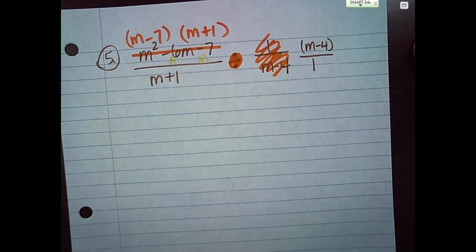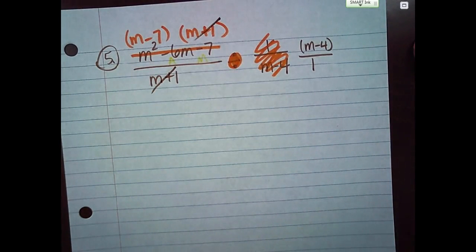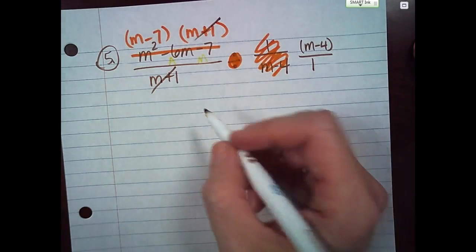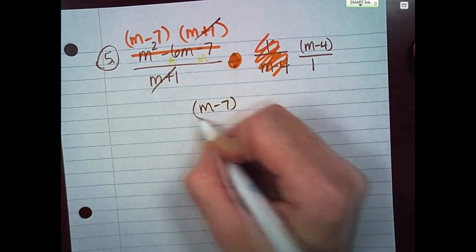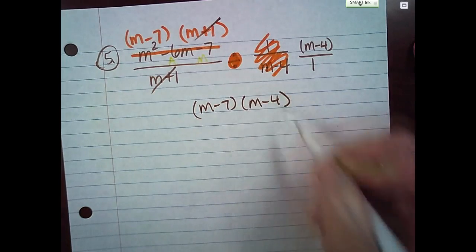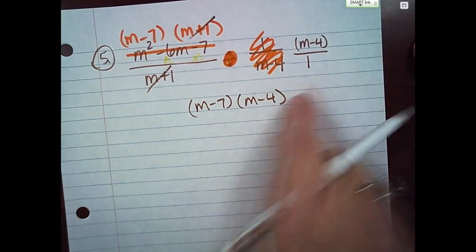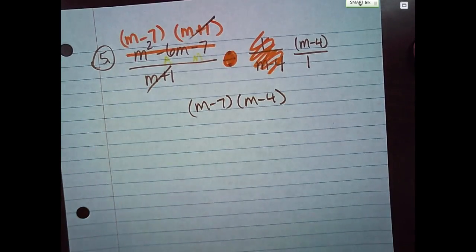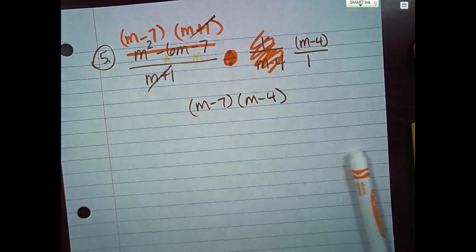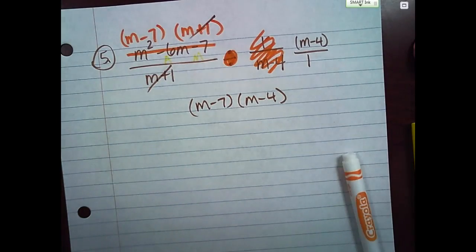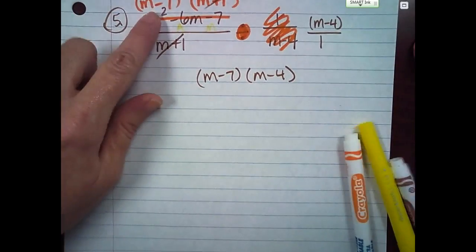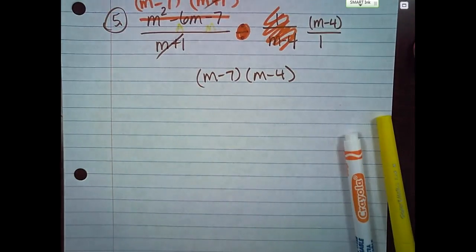Cancel what you can. Okay, now this is weird. I was left with stuff on top and nothing on bottom. That's fine. Write down what you're left with. m minus 7 on top, and an m minus 4 on top, and what's left on bottom? This. I knew it was coming. Alright, so the final answer then, sorry about the fire drill, guys, was m minus 7 times m minus 4.